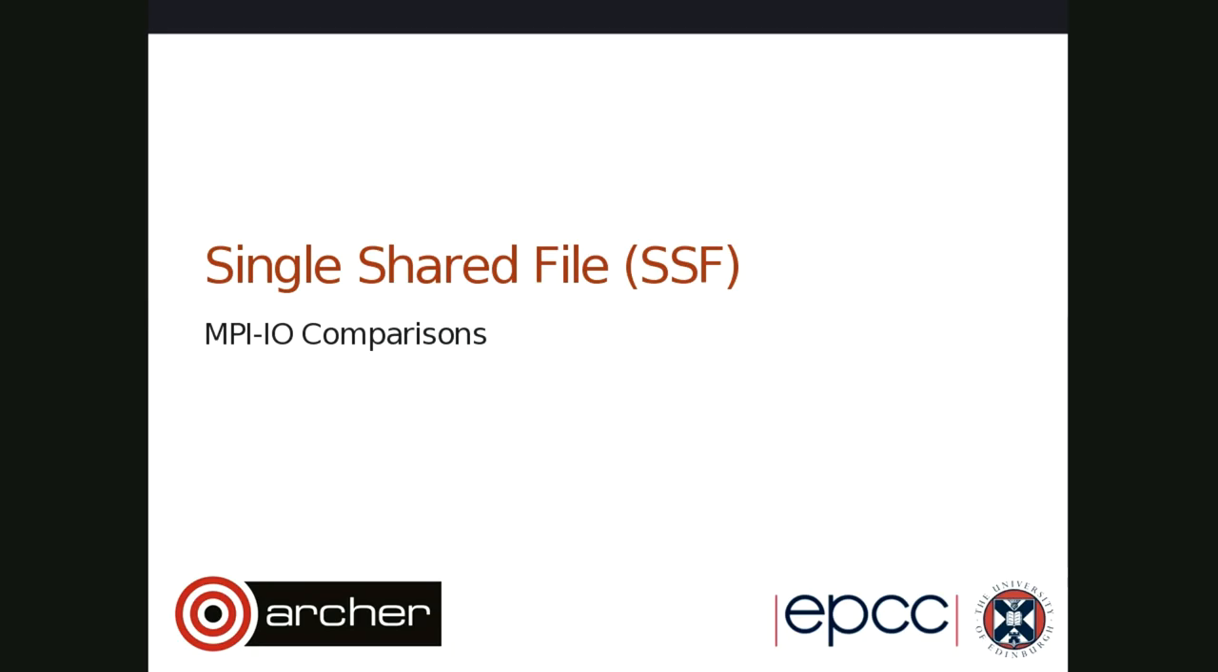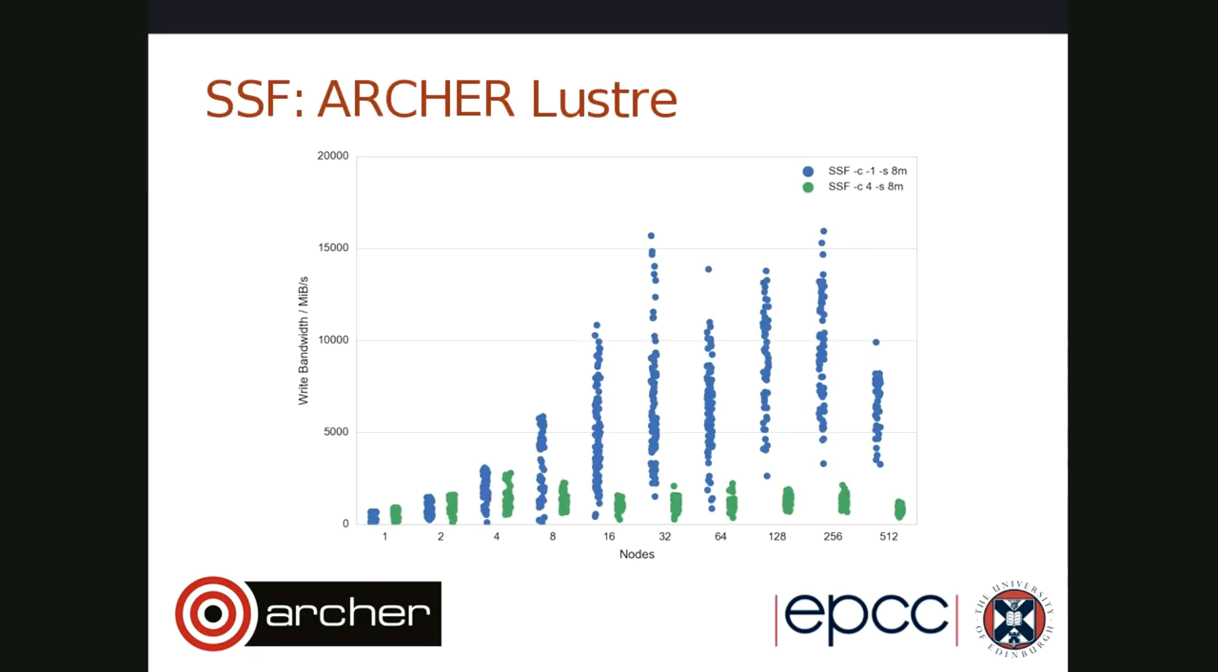In terms of single shared file, there are going to be quite a few plots like this in this webinar, so I will take a moment to explain what these are showing. Each of the dots here corresponds to a single run of the benchmark. This type of plot is supposed to show the distribution of performance across all the different runs of the benchmark. Up on the Y scale here, we have the write performance in bytes per second, and across the bottom, number of nodes.